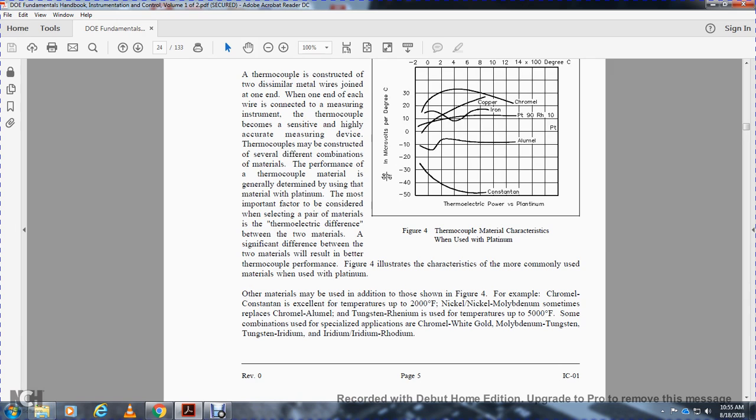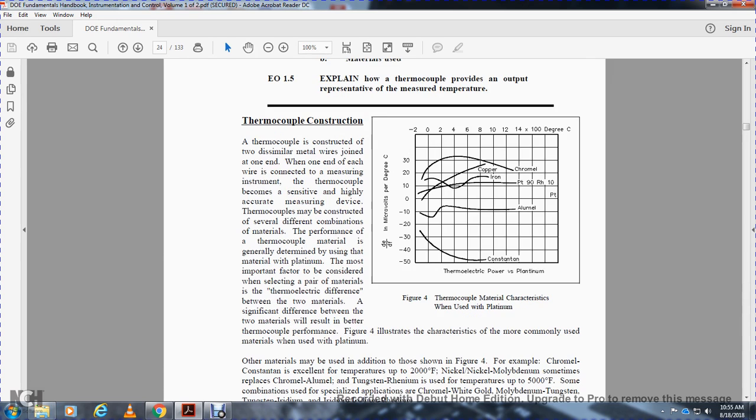Figure 4 illustrates the characteristics of commonly used materials when used with platinum. With platinum, it shows the dE over dT in microvolts per degree Celsius, the thermoelectric power versus platinum. Constantan, aluminum, iron, copper, chromium, PT90 are resistant.